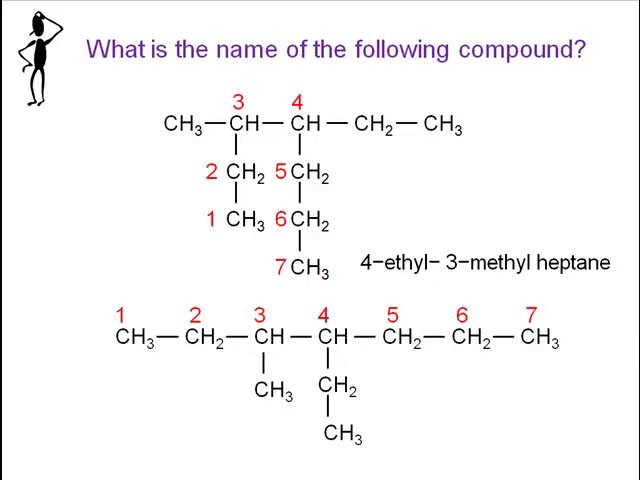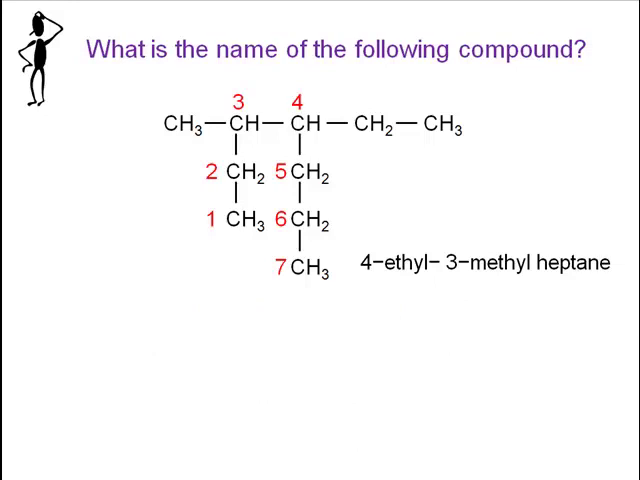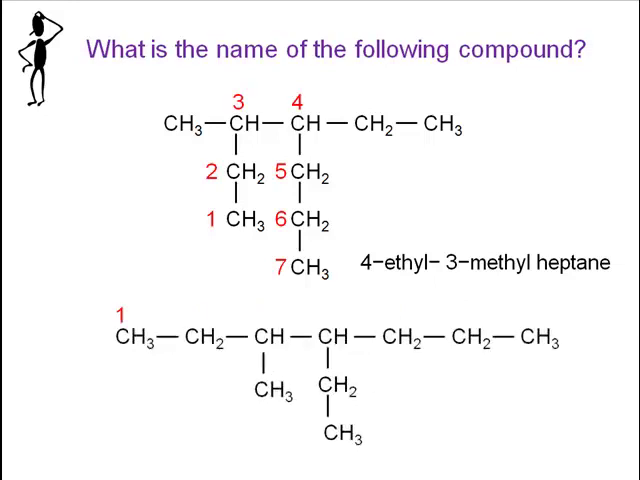Now, this one here is another way of drawing the same thing. It's got 7 carbons all the way across. So this is one way of drawing it, and this is just another way of drawing it, where it's going like that. They are the same exact thing, even though they're drawn differently.